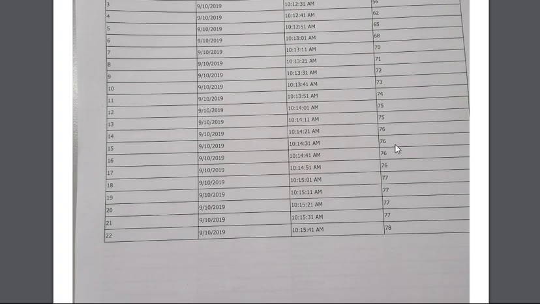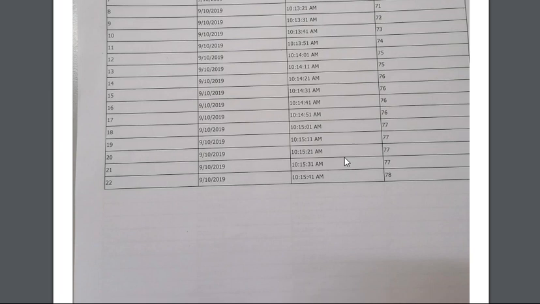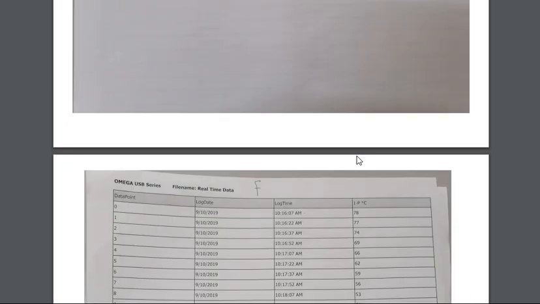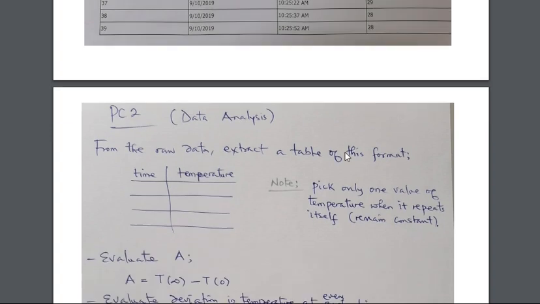So this is the raw data we have. The next thing is to go to the data analysis, which is the main business of the day. So as you can see, we have F here. We have time versus temperature.